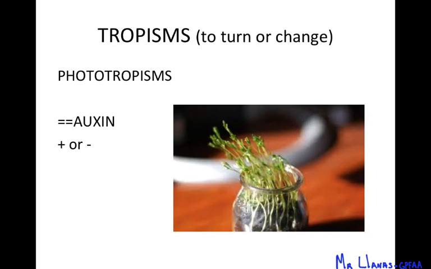Okay, and the first one that we look at is phototropism. It could be positive, it could be negative, just like you see in this picture. Phototropism is the movement or the turning of a plant towards the light. That would be positive phototropism. If it turns away from the light, then that would be negative phototropism.